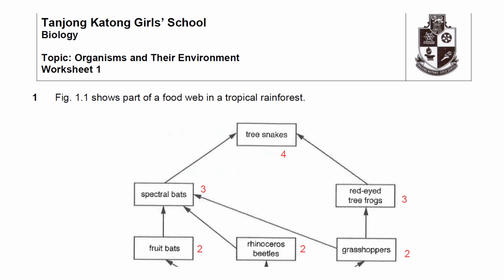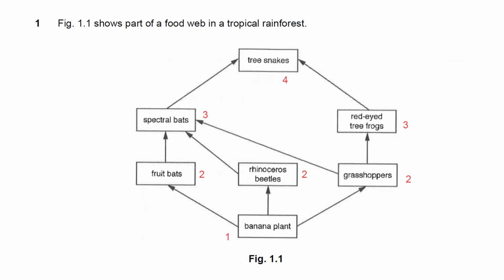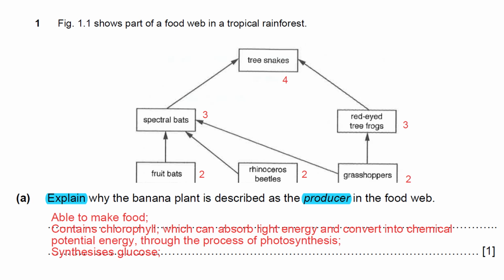Hi, in this video, I will be talking about worksheet 1 of the chapter on ecology. I will be talking about two questions, and so let's begin. Question 1 shows you a food web. I have already annotated the food web trophic levels for the second part of this question. But for the first part first, this is something that is very straightforward.